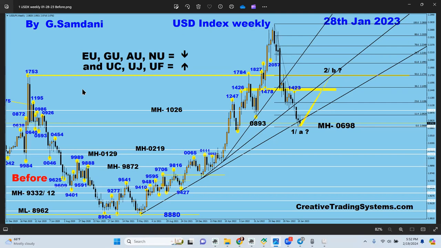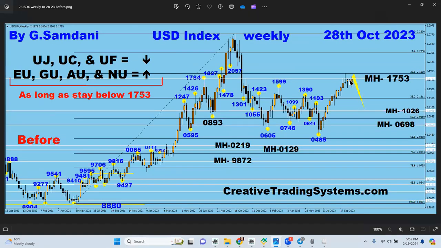Now, I made several charts after that. I'm just going to fast forward and take you all the way to when we hit that area, 1753. Obviously my chart was there. We went up there, came down, made a small crooked kind of harmonic pattern, and then went up anyway to hit this 1753 target. At that point, I said, okay, we're going to drop from there. First target is 1026 and second is 0698.